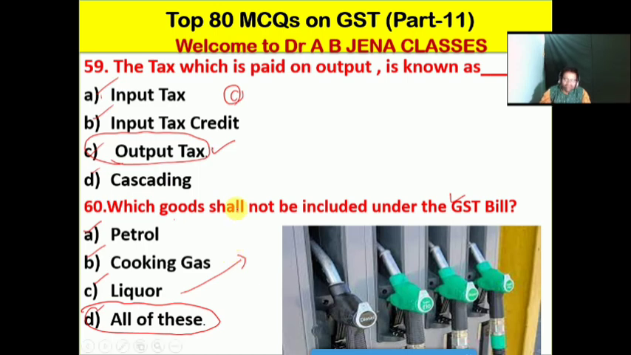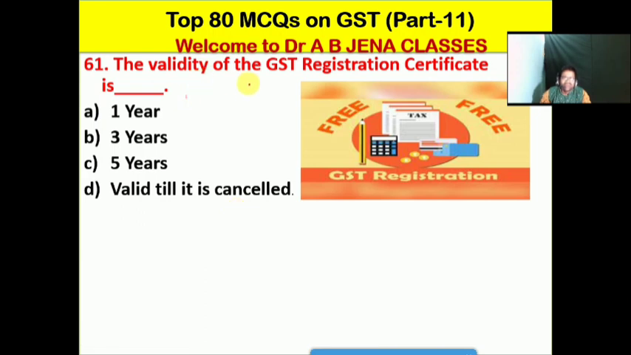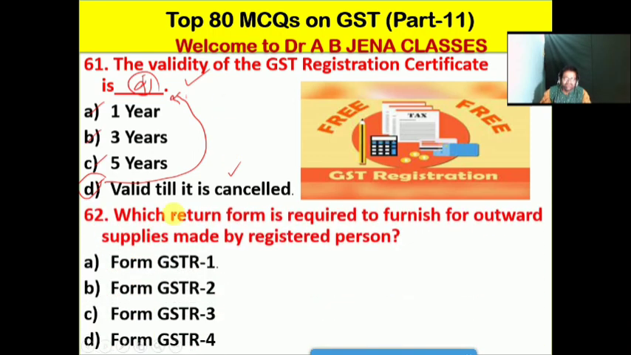So next one हम देखेंगे, the validity of GST registration certificate is: A, 1 year; B, 3 years; C, 5 years; D, valid till it is cancelled. Friends, D is the right option for this MCQ. The validity of GST registration certificate is valid till it is cancelled. So D is the right option for this MCQ.